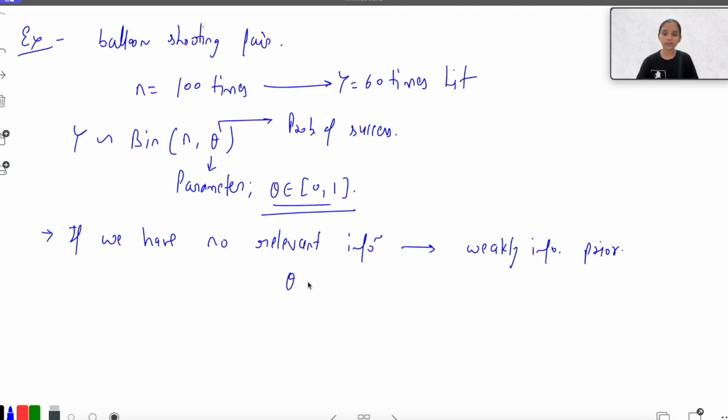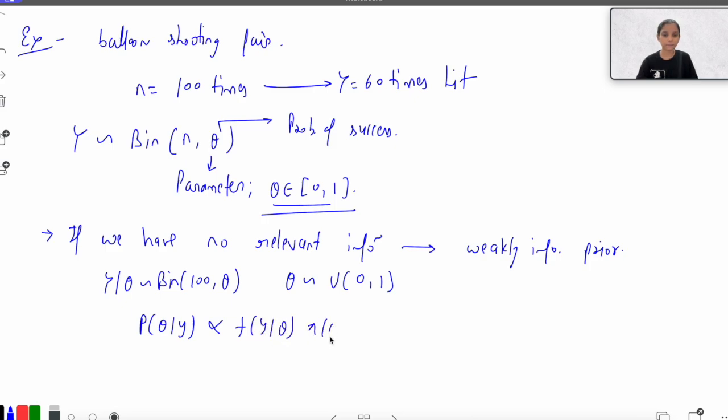So let's say that your theta is following a uniform distribution from 0 to 1. Why 0 to 1? Because my theta is ranging from 0 to 1. Now we are already saying that y given theta is following binomial with n which is 100, known, and theta which is unknown. So this is following binomial 100 comma theta. Now we want to know the posterior distribution for theta given y, and with the help of the Bayesian framework we can say that this is proportional to f of y given theta times pi of theta, right?